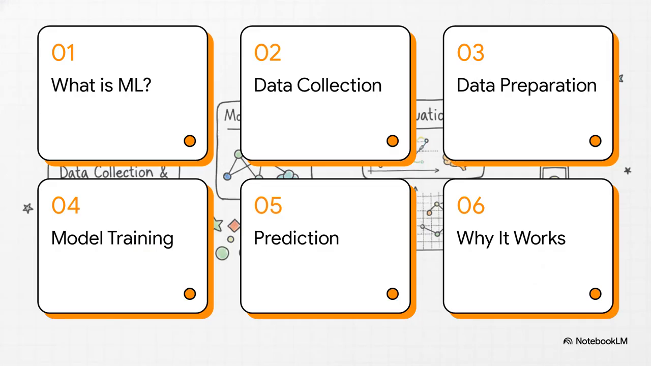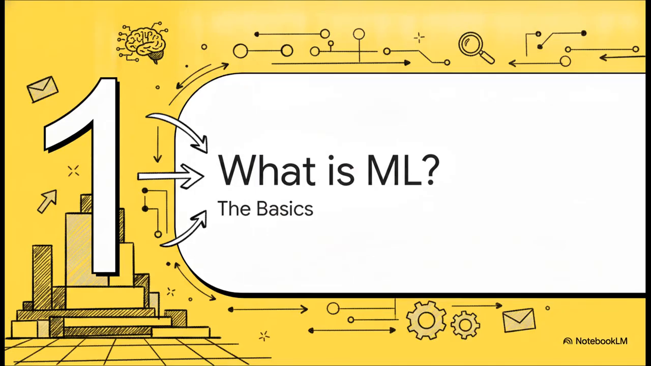Here is our roadmap for today. 1. What is machine learning? 2. Phase 1. Data collection. 3. Phase 2. Data preparation. 4. Phase 3. Model training. 5. Phase 4. Prediction. And finally, 6. Why it works.